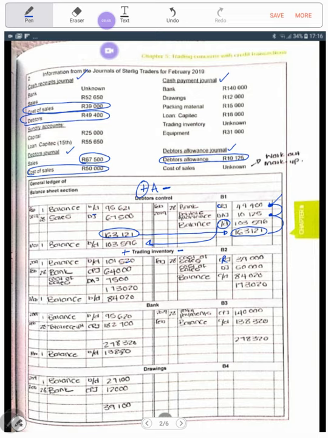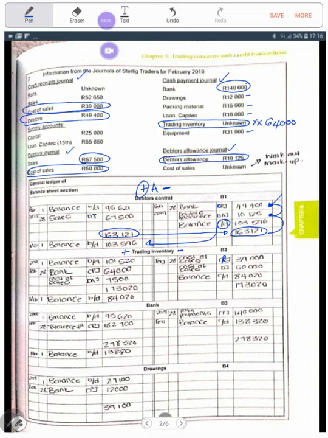Did we purchase more trading inventory? Yes, we did. Can you see here? We purchased more trading inventory. How will I get that figure? I'll base it from my bank. 140, subtract 12,000, subtract packing material of 15,000, subtract the loan of 18,000, subtract 31,000 Rand, and it will give you a trading inventory figure. That trading inventory figure is 64,000 Rand.